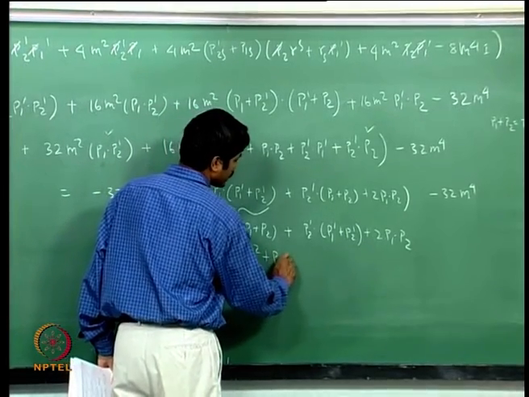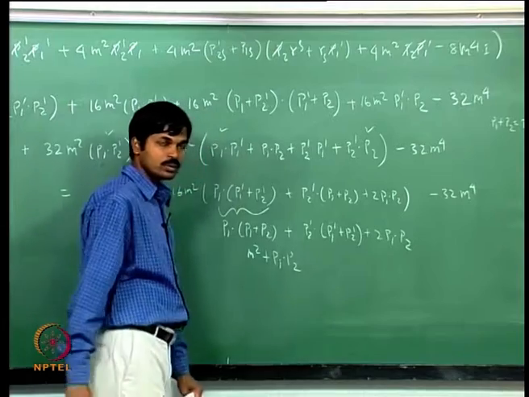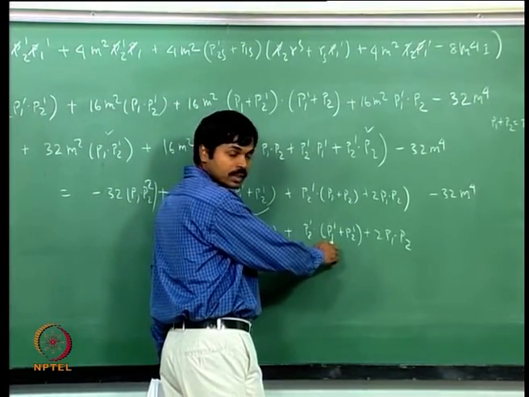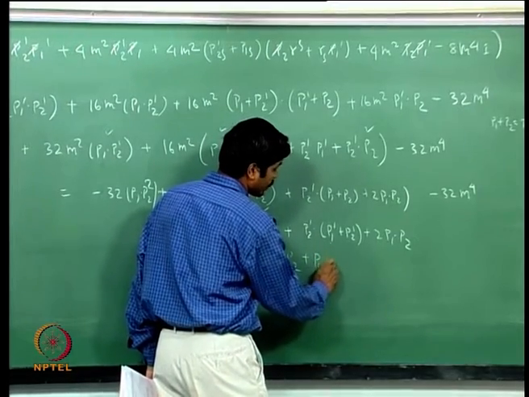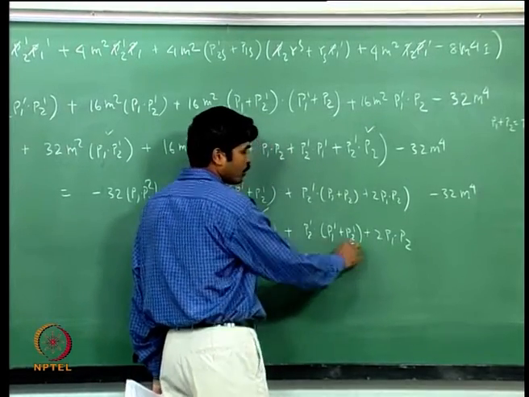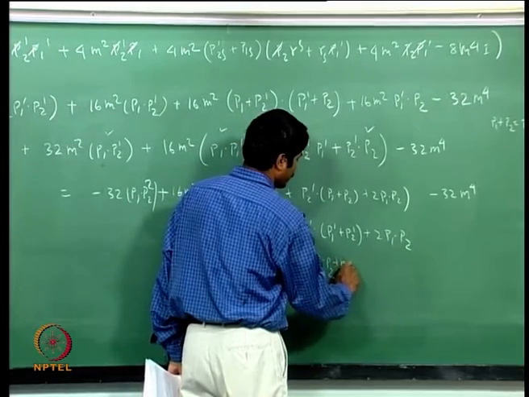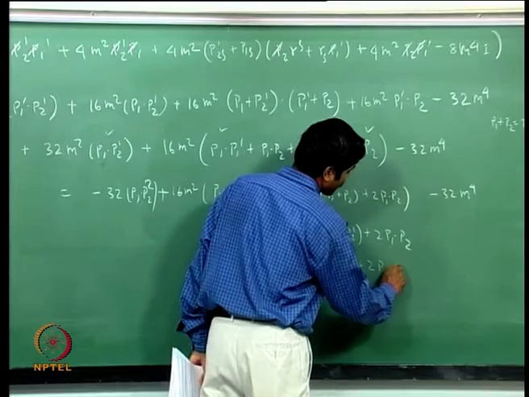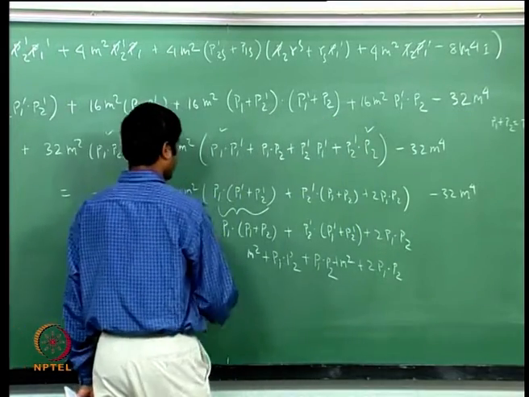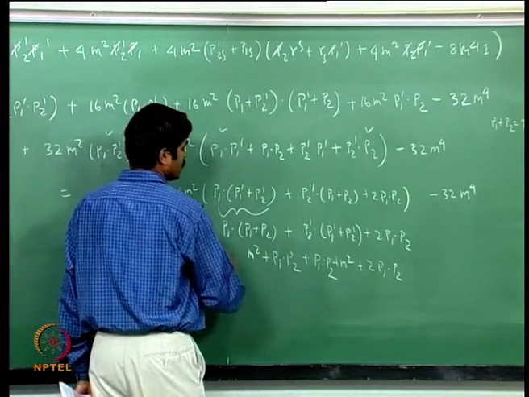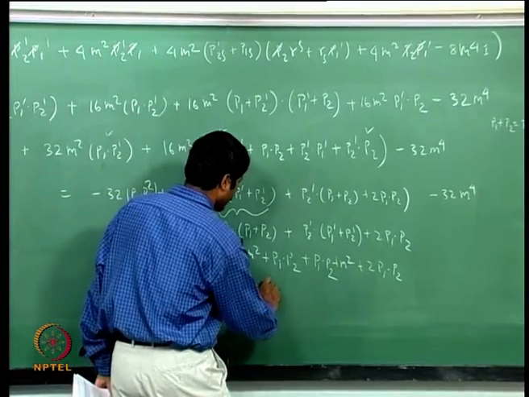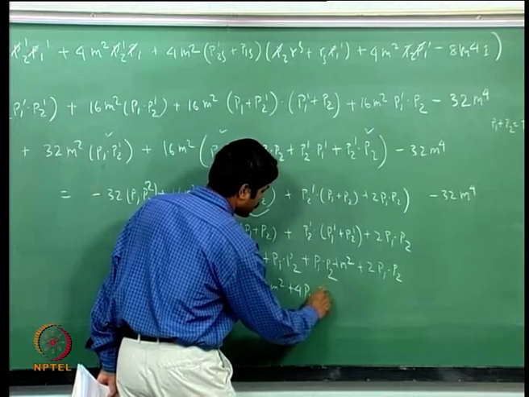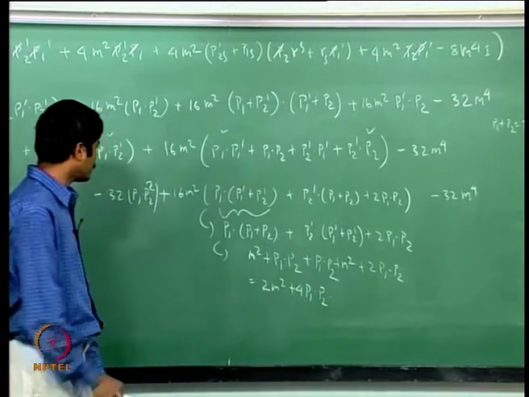plus P1 dot P2. Here I will get P2 prime dot P1 prime, which is again P1 dot P2, and P2 prime square, which is m square. So, plus 2 P1 dot P2. So, this is simply twice m square plus 4 P1 dot P2. Okay.